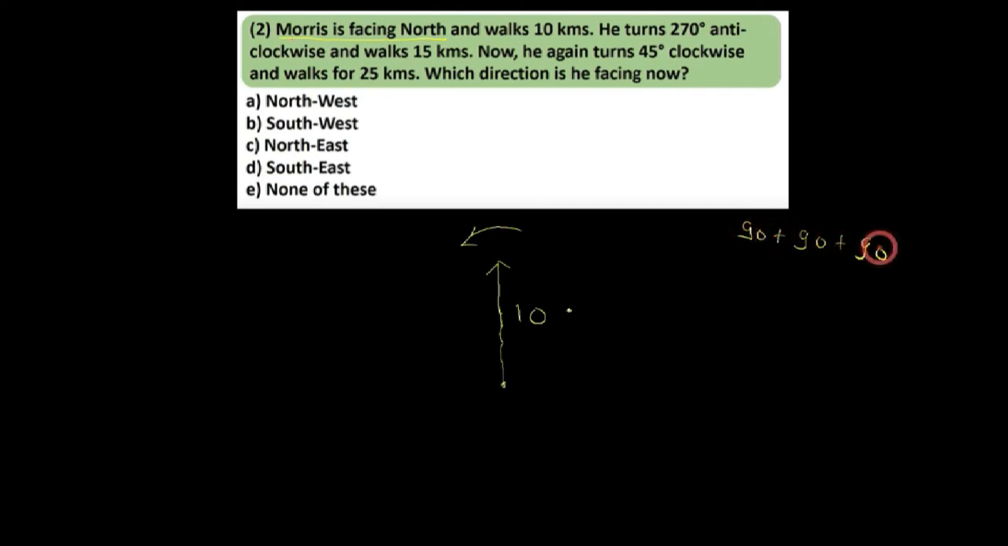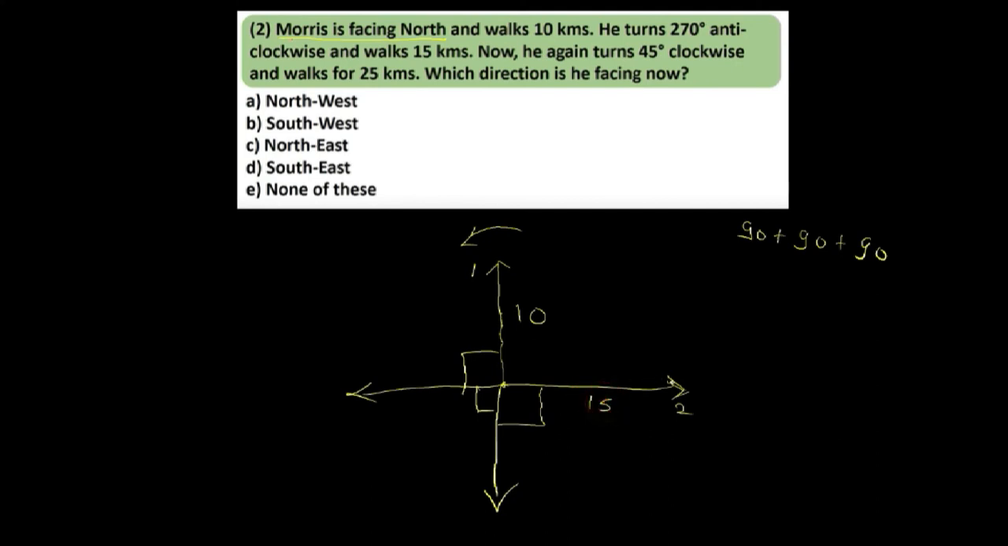So first 90 is this, second 90 would be this, and third 90 would be this. So he has moved first 90, then second 90, then third 90. So he is facing in this direction now. So this is his second position. Now he walks for 15 kilometers. So this is 15 kilometers.